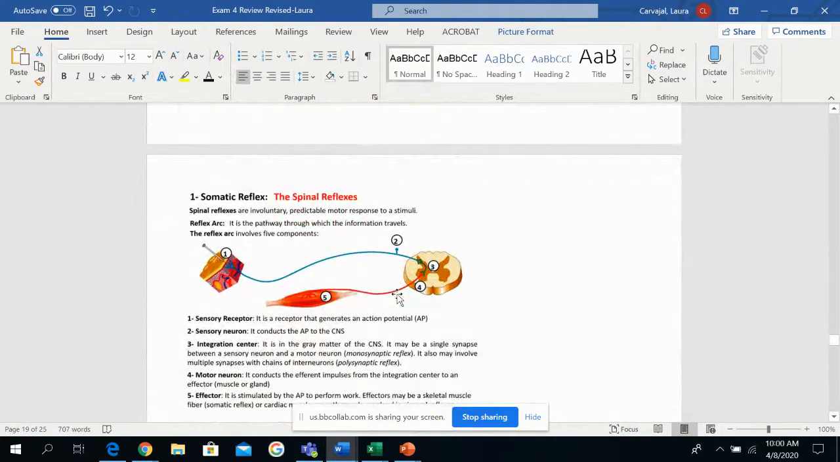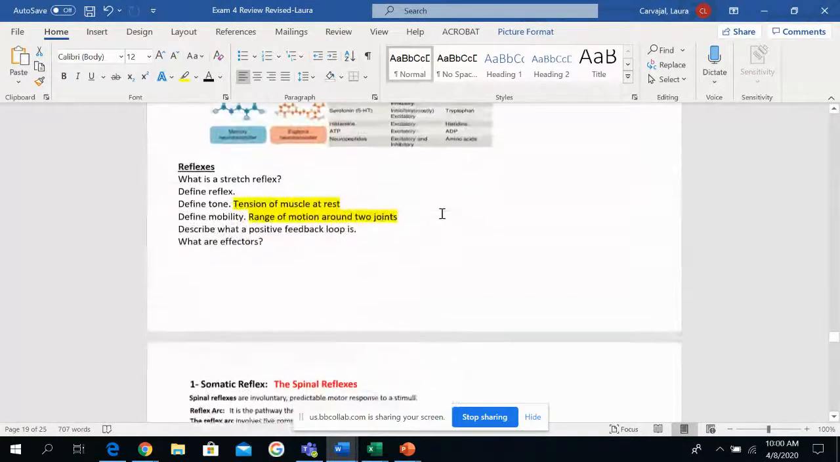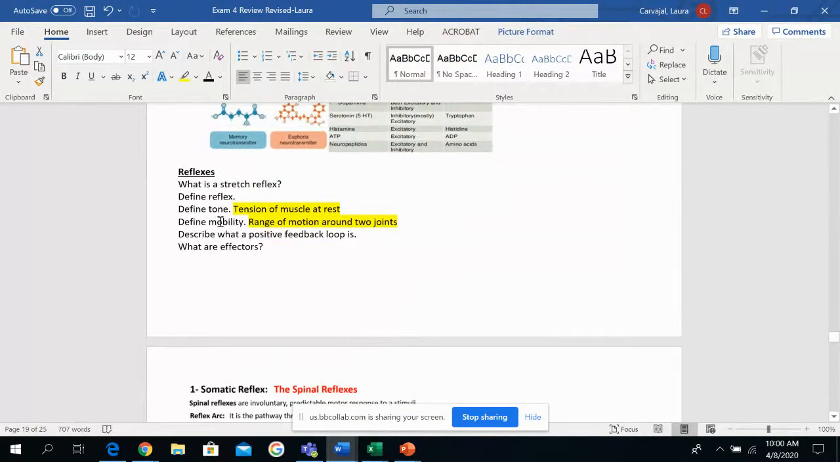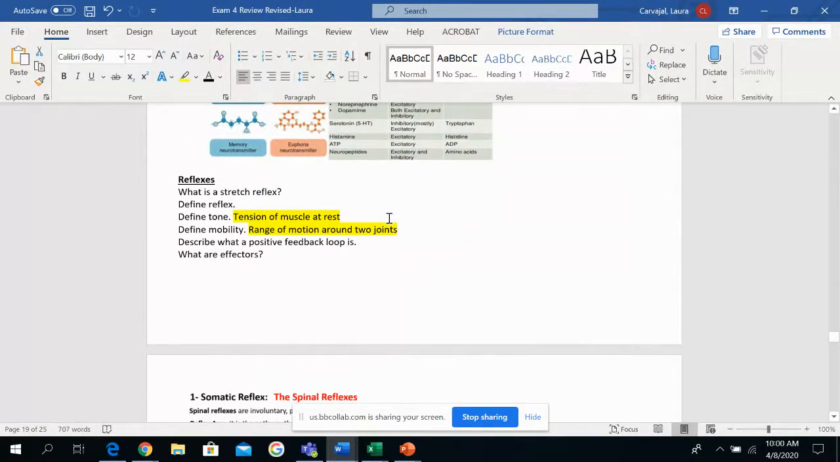Define reflex. Involuntary predictable motor response to stimuli. Those are the reflexes. Tone: tension of muscle at rest. Mobility: range of motion around two joints.